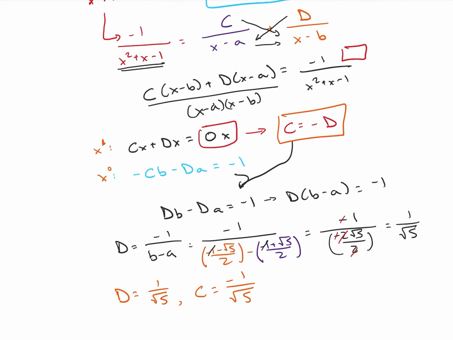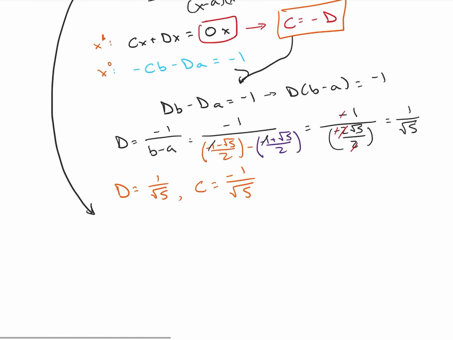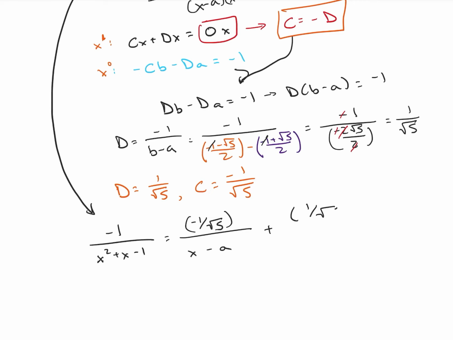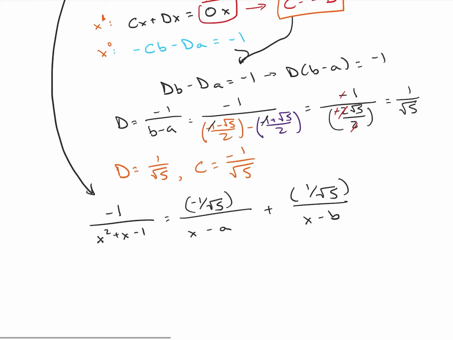So let's remember the whole purpose of why we were doing this. The reason I did this is now I have negative 1 over x squared plus x minus 1 is equal to negative 1 over square root of 5 divided by x minus a, plus 1 over square root of 5 divided by x minus b. So I have a new solution here for my Fibonacci ordinary generating function.